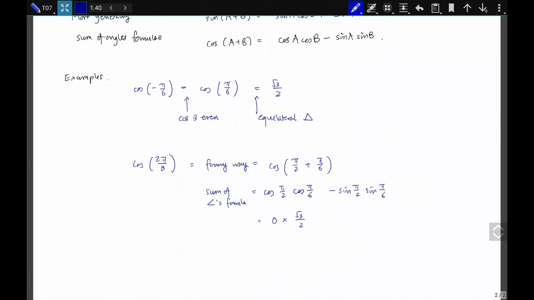Cosine of pi by 2 is 0 because at 90 degrees, up the way, the x-coordinate is 0. It's all the way up. Similarly, the sine of pi by 2 is 1.